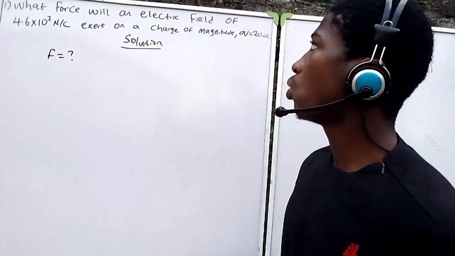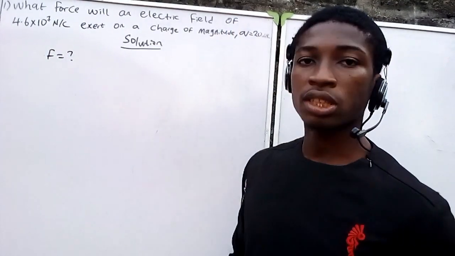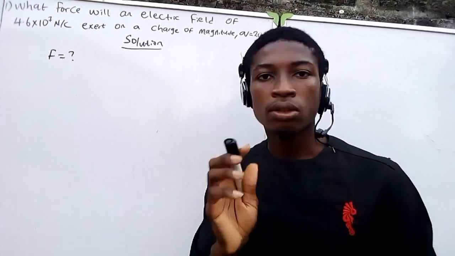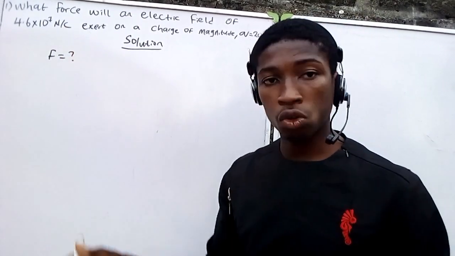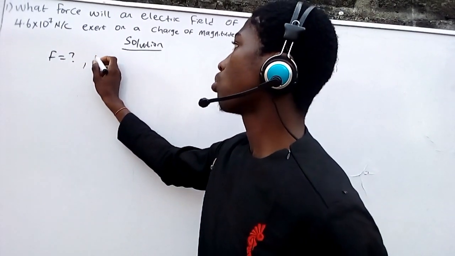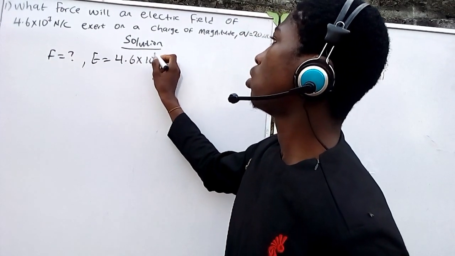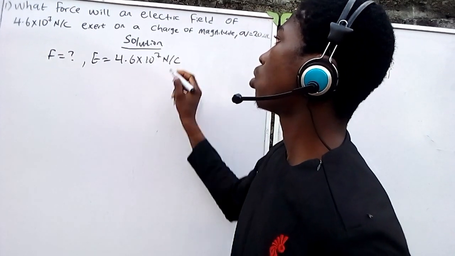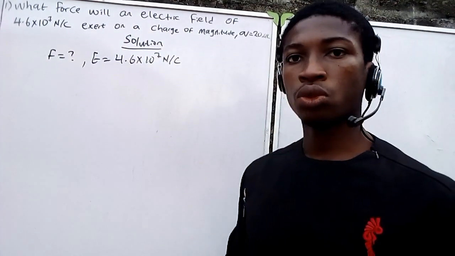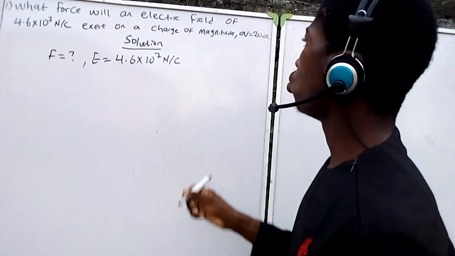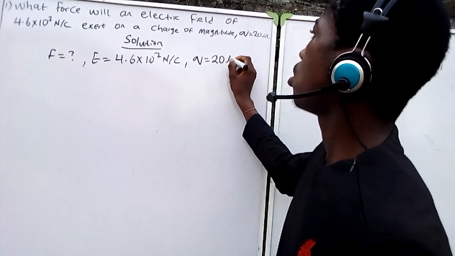Will an electric field of 4.6 times 10 raised to 7 Newton per coulomb, without them even telling you that this is an electric field, you should know that electric field is in Newton per coulomb. So this is the electric field: 4.6 times 10 raised to 7 Newton per coulomb, exerted on a charge of magnitude Q equals 20 microcoulomb.